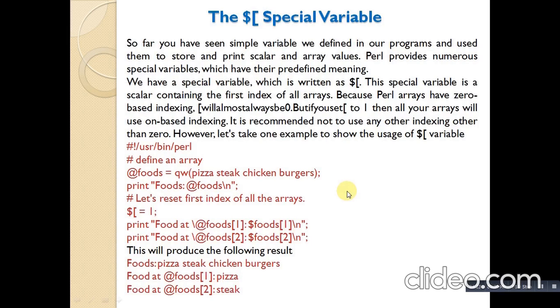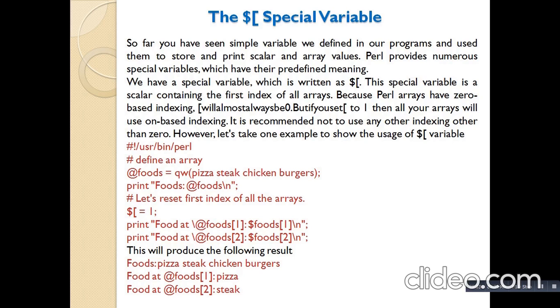There is a special variable which we use, that is the dollar symbol and opening square bracket. So far we have seen simple variables which we define in our program and use to store and print scalar and array values. Perl provides numerous special variables which have predefined meanings. Similarly, we have a special variable written as dollar symbol and opening square bracket. This special variable is a scalar containing the first index of all arrays, because Perl arrays have zero-based indexing.